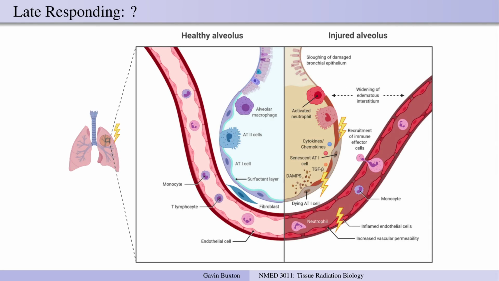In terms of late responding, late responding is actually a bit more contentious, because some people say, well, even though the effects are less pronounced, you still see them. So is it really late responding? But anyway, some tissues are considered late responding and do not express injury for months or even years after radiation. And so examples might include the lungs, the kidneys, the central nervous system. In these systems, the cells divide more slowly, and they're generally more radio resistant, which we'll talk about later in the course.